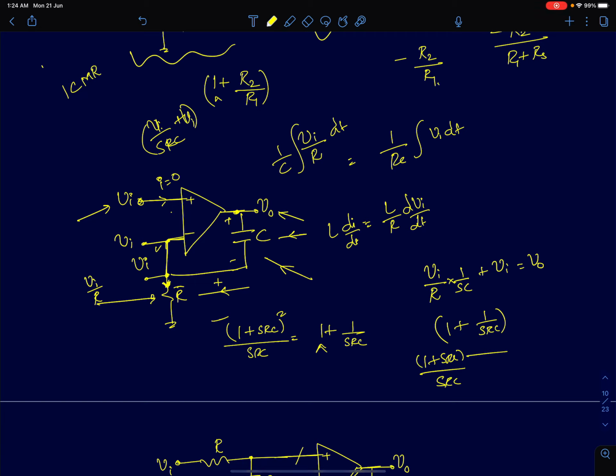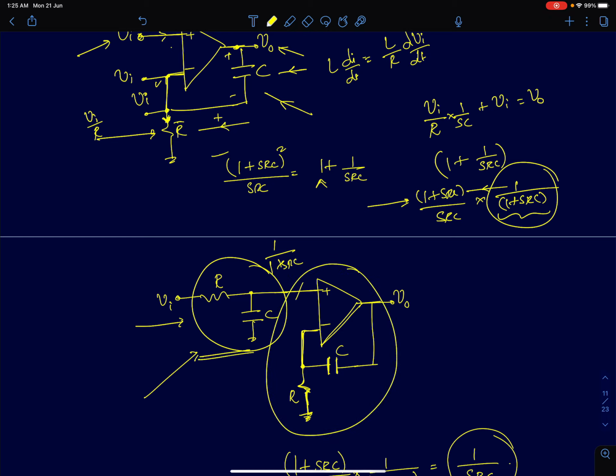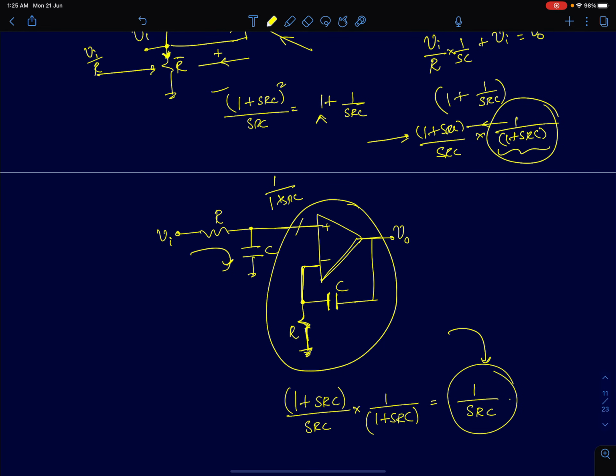Now I need to get rid of the numerator term, which is a 0, 1 plus SRC. To get rid of this, I just need to multiply it with the term 1 by 1 plus SRC. Now this 1 by 1 plus SRC is nothing but a simple low pass filter that can be realized using a passive circuit itself. A passive RC circuit will directly give me the transfer function 1 by 1 plus SRC. So that's it. We take a non-inverting integrator circuit, cascade it with a passive RC low pass filter, and you get a non-inverting integrator.